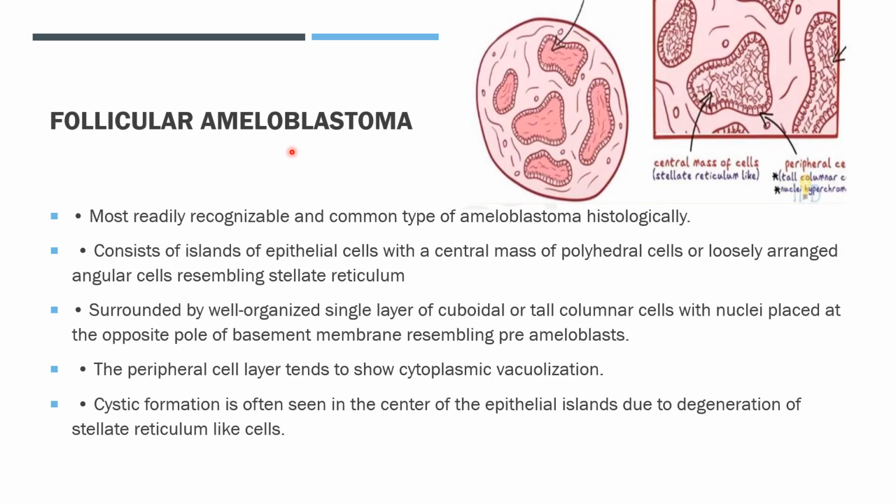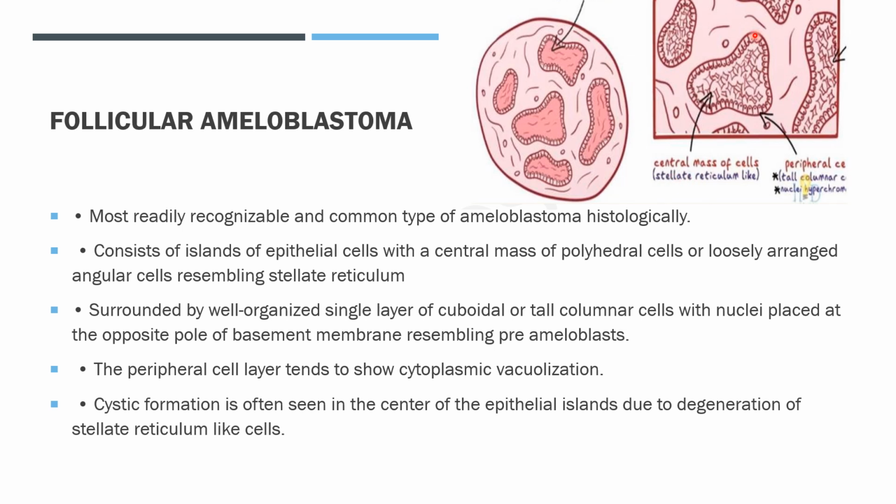Coming to the follicular ameloblastoma, it is the most readily recognizable and common type of ameloblastoma histologically. It consists of islands of epithelial cells with a central mass of polyhedral cells or loosely arranged angular cells resembling the stellate reticulum. Here we have the boundary of tall columnar cells, the nucleus is hyperchromatic, and there is reversal of polarity.